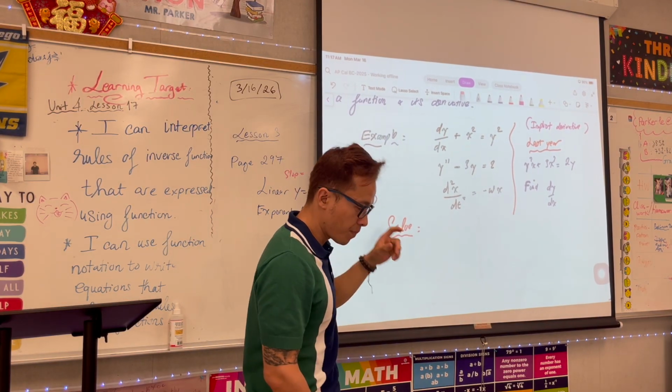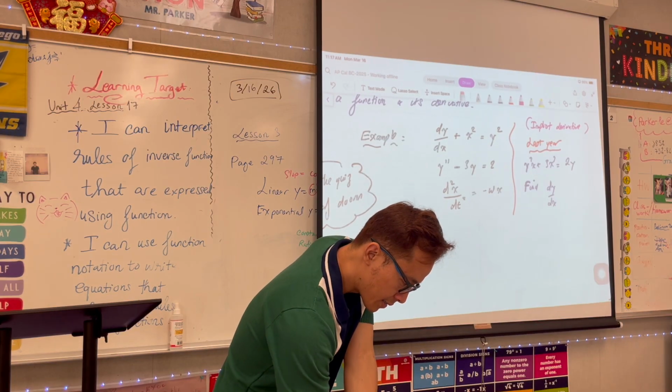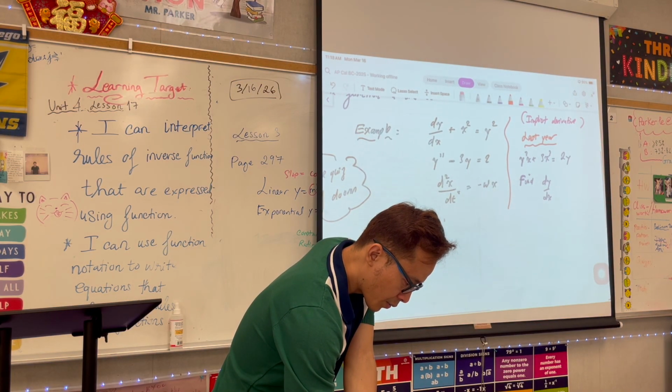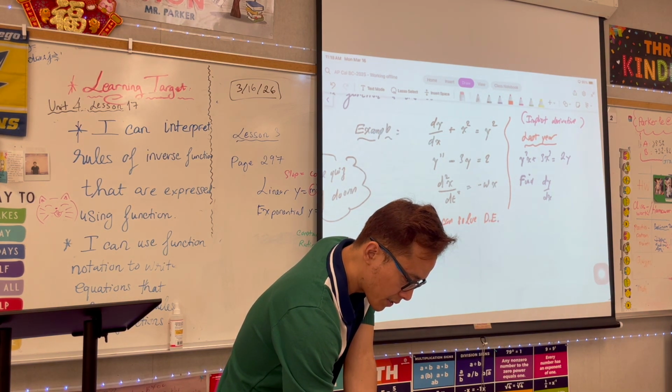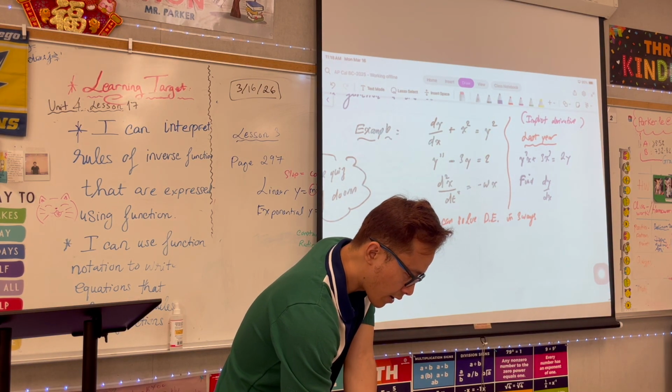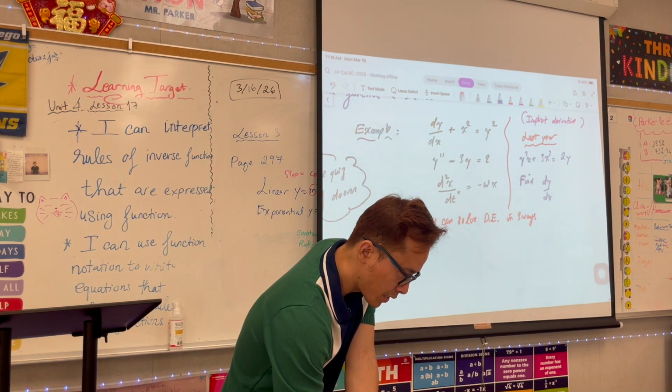Okay? So you can solve this in three ways. DE is differential equation, okay? We can solve a differential equation in three ways. It's not that hard, okay? Just know them, but you don't really use all of them practically.